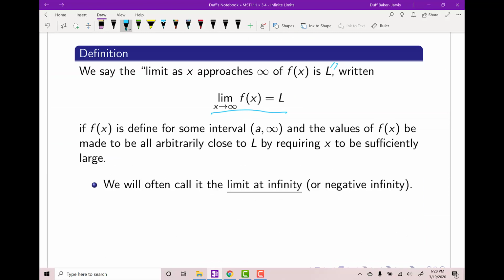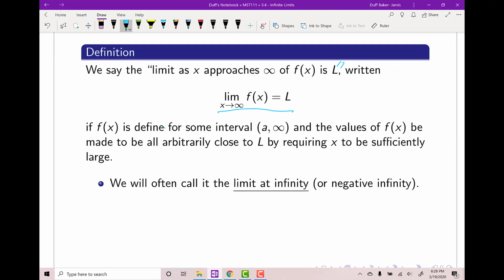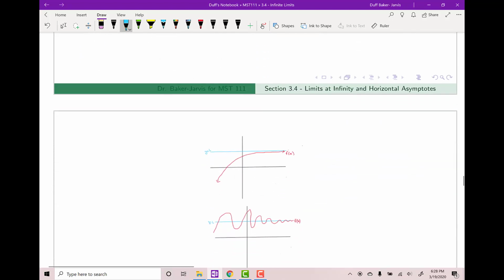So we say that the limit as x approaches infinity of f of x is L, written this way, if f of x is defined for some interval a to infinity, and the values of f of x can be made arbitrarily close to L by requiring x to be sufficiently large, or far enough to the right. We will often call it the limit at infinity, or the limit to infinity, or to negative infinity if we're doing that instead.